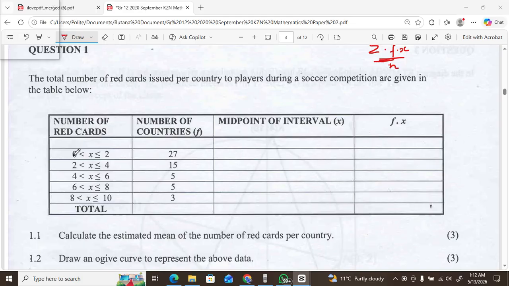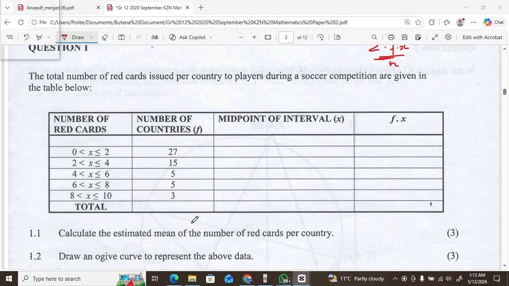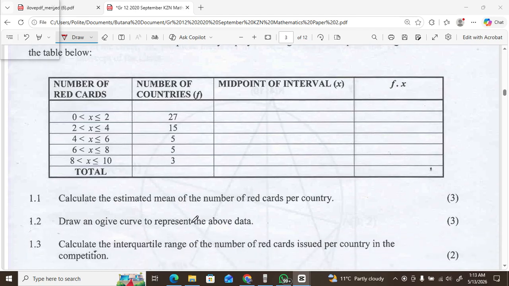The countries that got 0 to 2, there are 27 countries. 2 to 4, there are 15. 4 to 6, there are 5. 6 to 8, there are 5. 8 to 10, there are 3. So now they want you to find the estimated mean of the number of red cards per country.